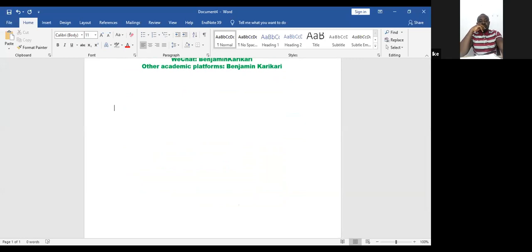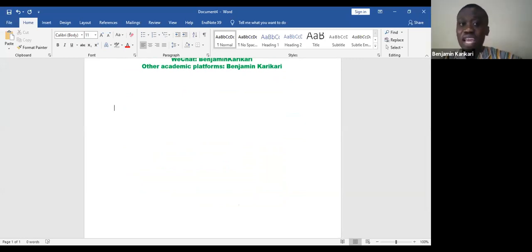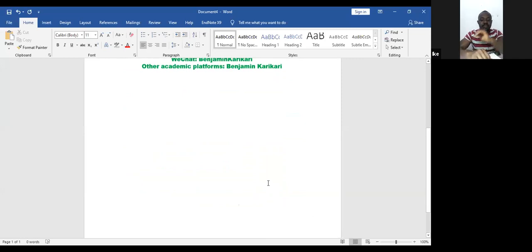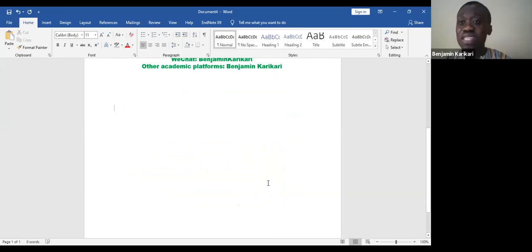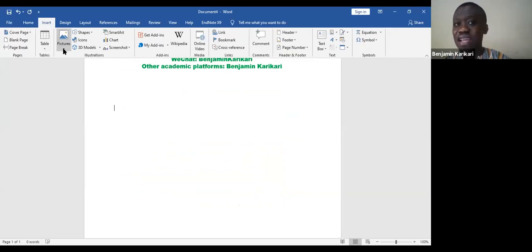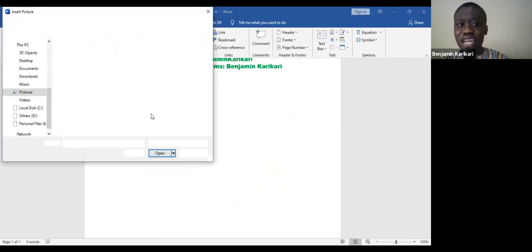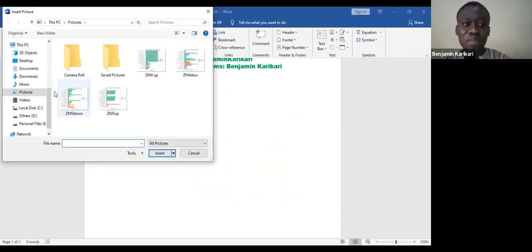Yes. So I was saying that we need to learn to use some of these tools. Okay, can you see my screen? Yes, we can. So here, if you want to insert a figure, you go to insert, picture. So you can put your picture here. You can insert whatever picture that you have here.